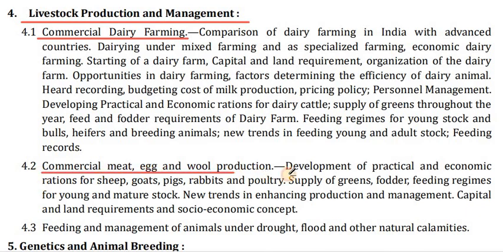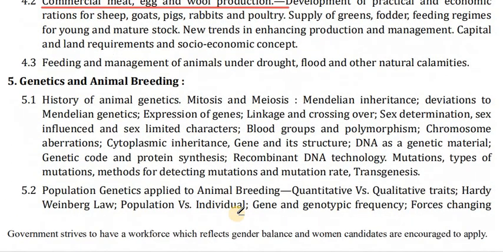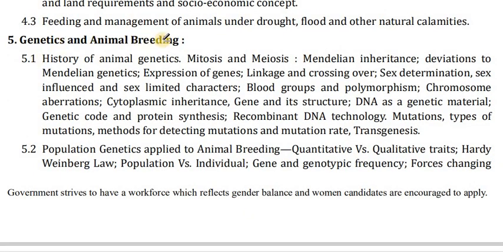Commercial meat, eggs and wool production, development of practical and economic rations for sheep, goats, pigs, rabbits and poultry, supply of grain, fodder and feeding regimes for young and mature stock. New trends in enhancing production and management, capital and land requirements and socio-economic concept. Feeding and management of animals under drought, flood and other natural calamities.